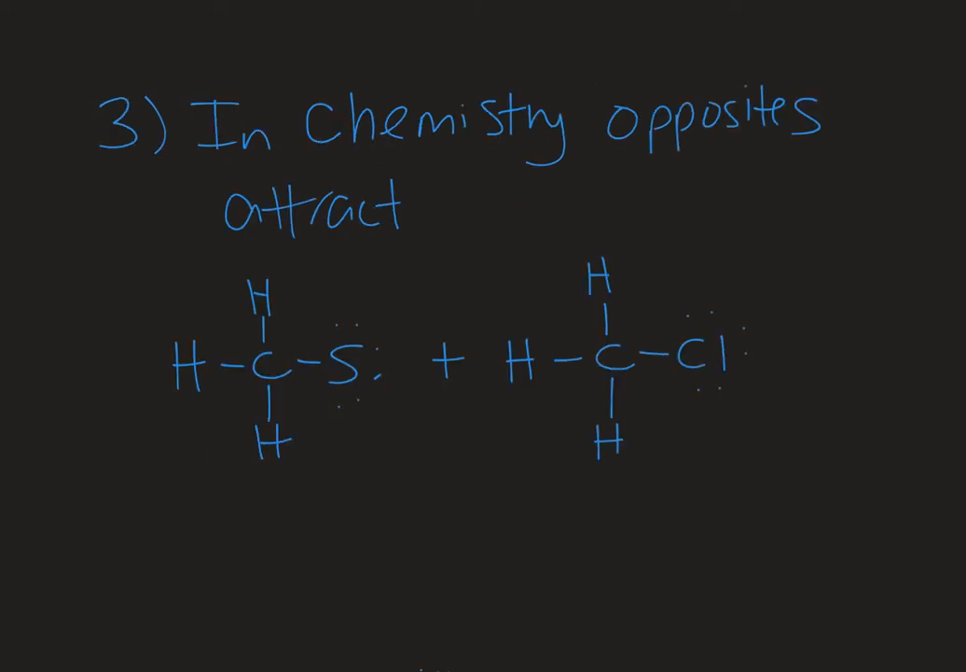The third concept is going to start to tie the first two together, and that is that in chemistry, opposites attract. So if we can assign charges, if we can understand polar bonds, then we can understand what two atoms are going to be attracted to one another and how a chemical reaction might proceed. So looking at the system I have laid out here, I have two organic molecules, so they're methyl-based. We have a CH3 on each of them.